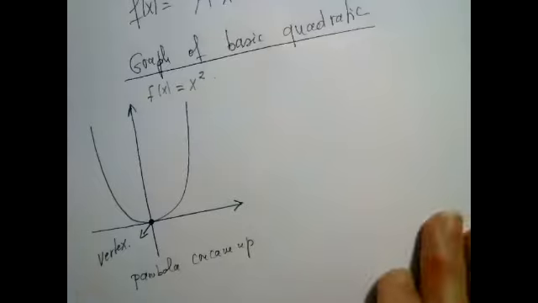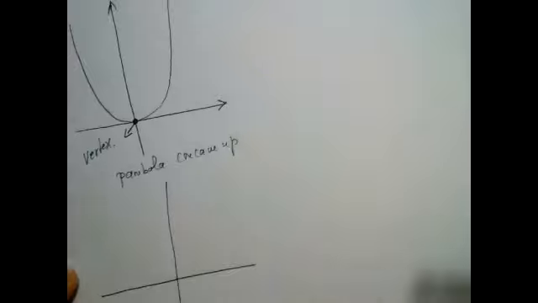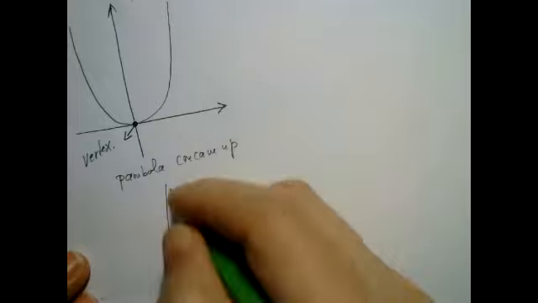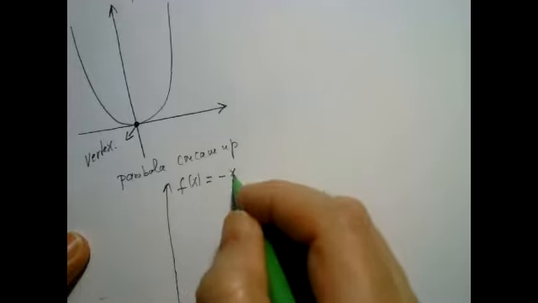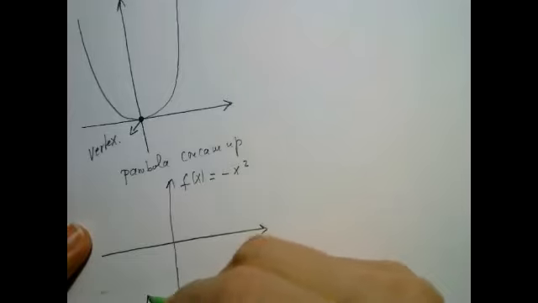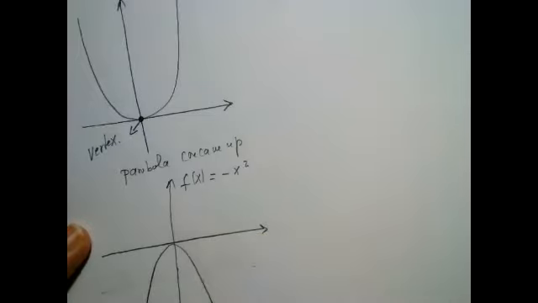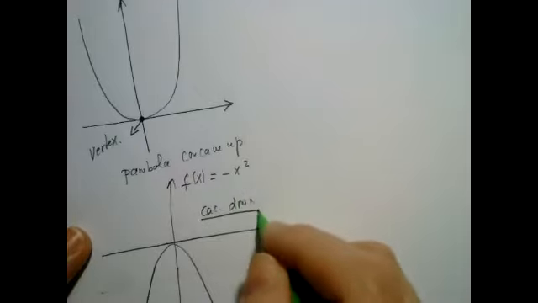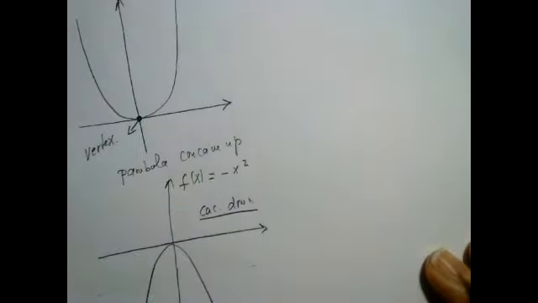Then we saw the other one. We took f of x equal minus x squared. When I put the minus in front of x squared, we got a parabola going down. The minus flipped the values, and this was concave down. So these are the two basic parabolas: plus x squared is up, minus x squared is down.